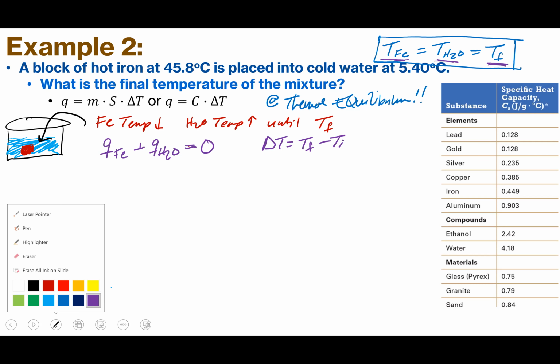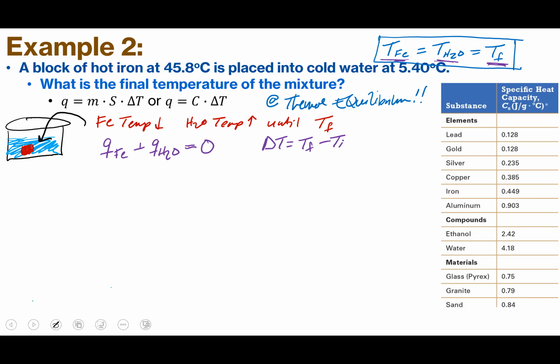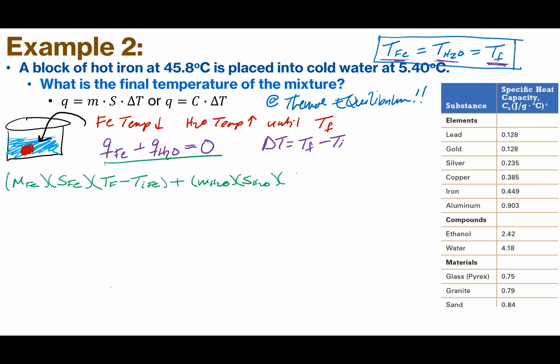So when I set this up, this is how I'm going to do it. We're going to label everything so we know what's what. Mass of iron times specific heat of iron times T final, which is the same for both, minus T initial for iron, plus mass of water times specific heat for water times T final, which is the same for both, minus T initial for water, equals 0.